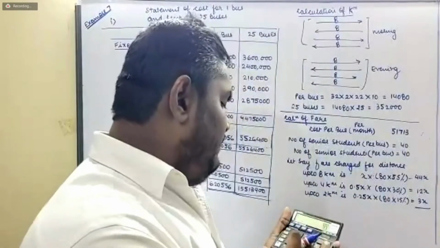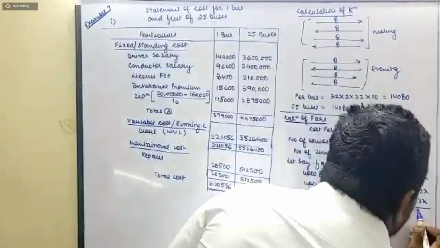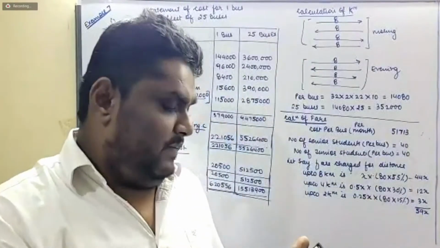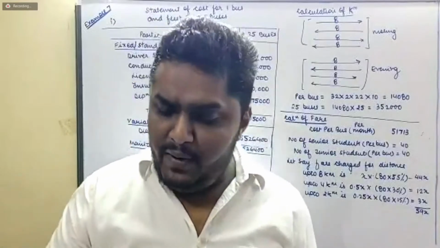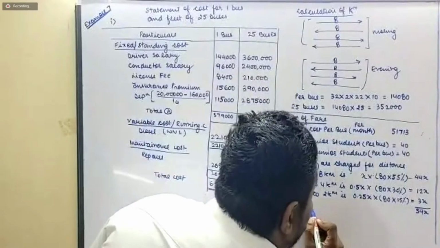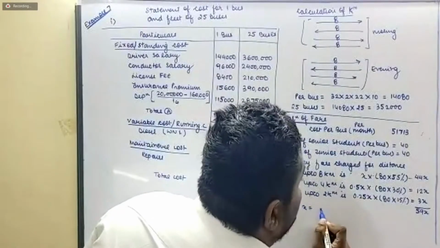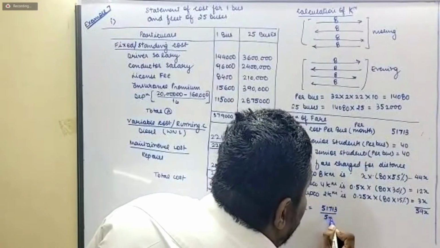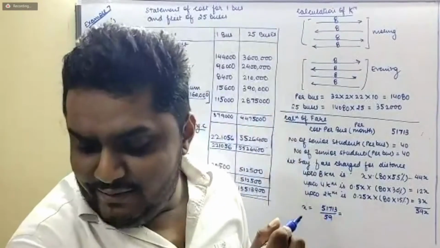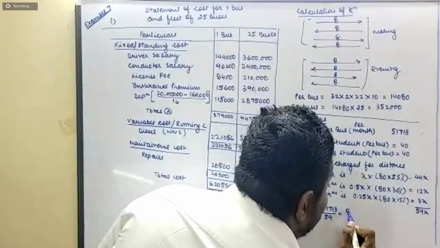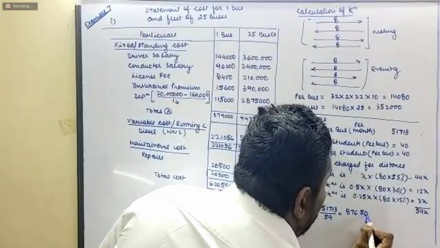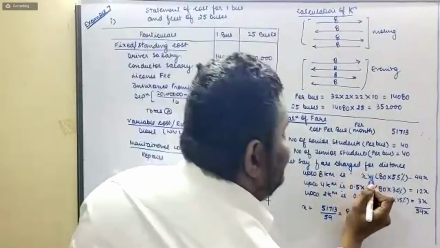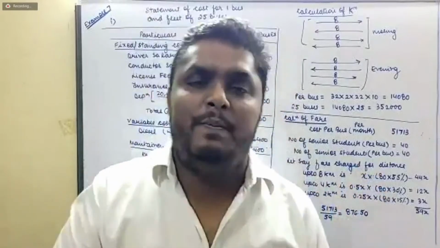So total will be 44 plus 12 plus 3. This will be 59X. So 51713 divided by 59. So the fare per student, so the value of X will be 51713 divided by 59. So this will be 876.49, so 876.50. So for the students who are traveling up to 8 kilometers, we have assumed it as X. So their fare will be 876 rupees 50 paisa.